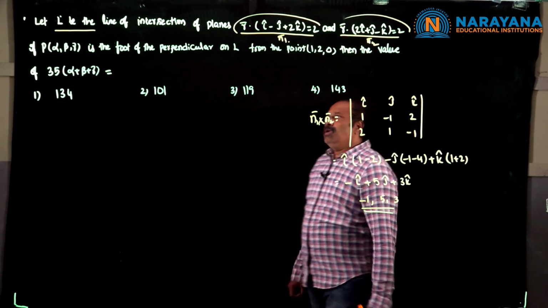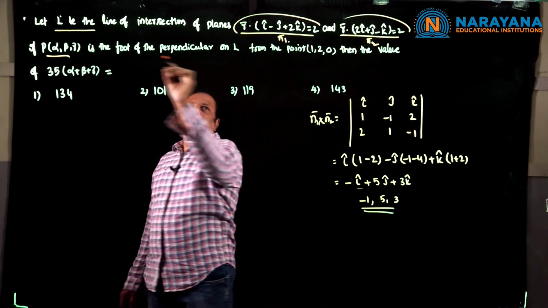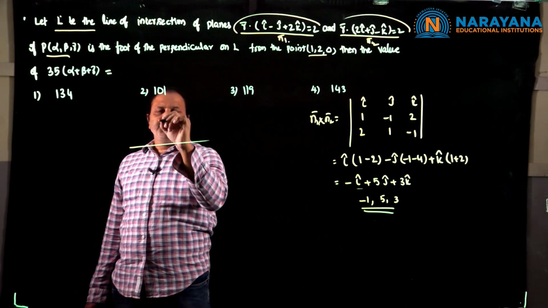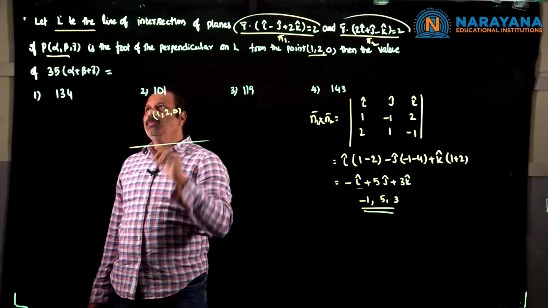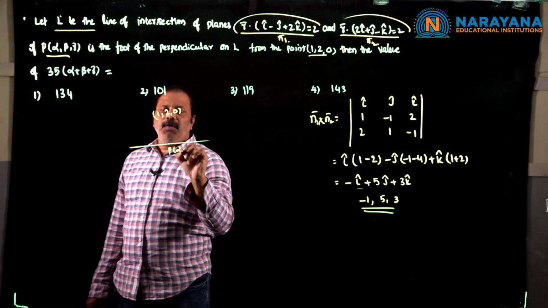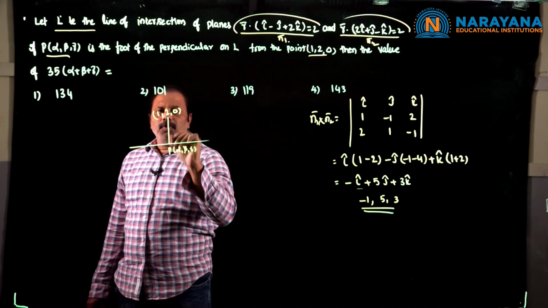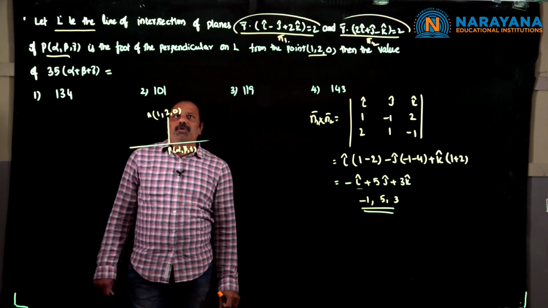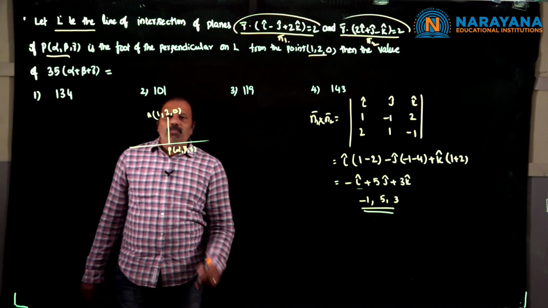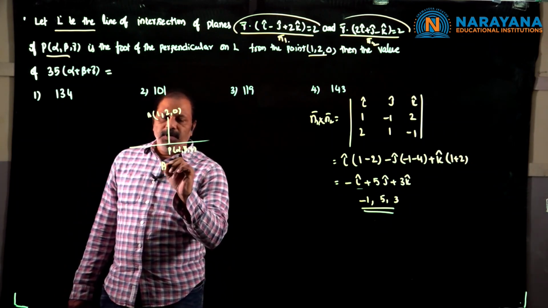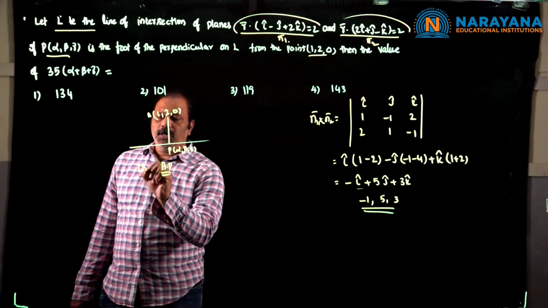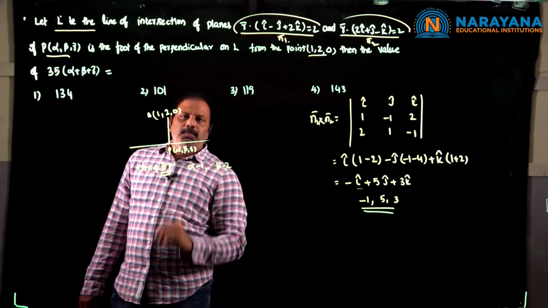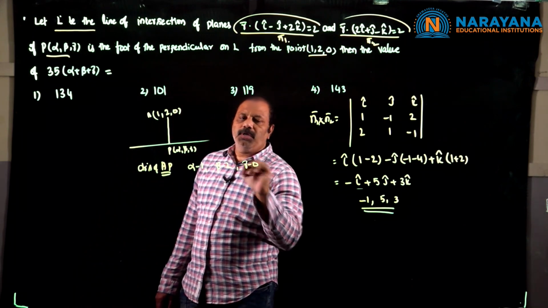Now, P is the foot of the perpendicular on L from the point (1, 2, 0). This is point (1, 2, 0) and this point is P (alpha, beta, gamma). Let us take this point as A. AP is perpendicular to the given line, because it is the foot of the perpendicular. What are the drs of this line? The drs of AP are alpha minus 1, beta minus 2, gamma minus 0.